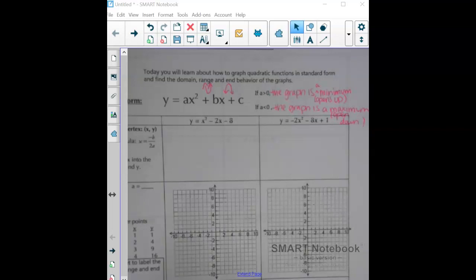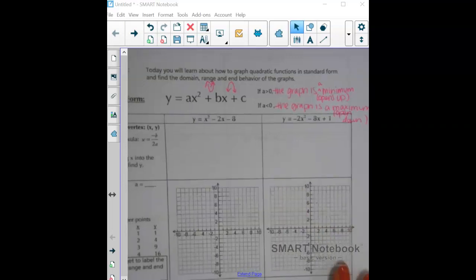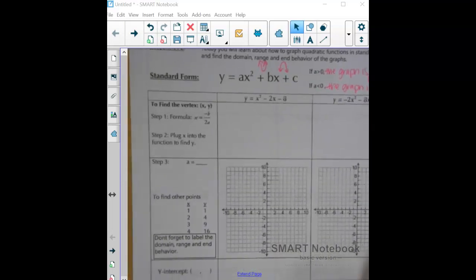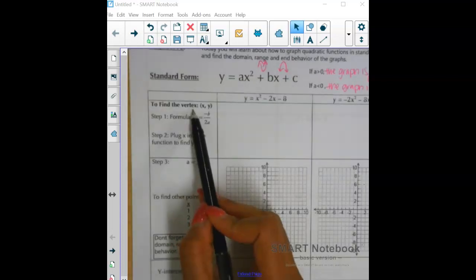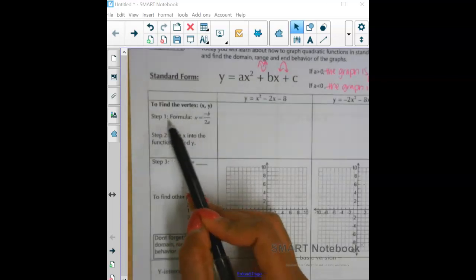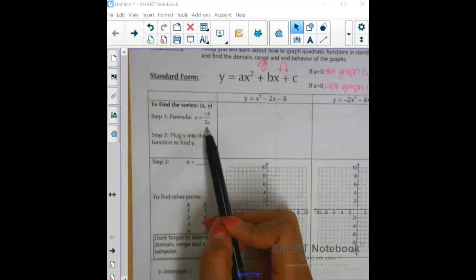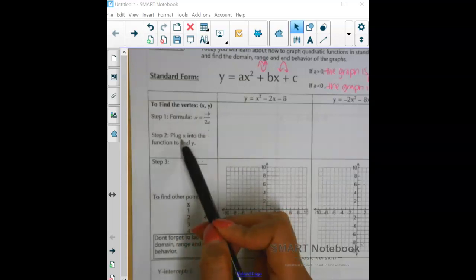So using the a value information that we already hopefully remember from Algebra 1, we're going to review the different steps on how to graph it by hand, and then we're actually going to graph it by hand. So on this first page, I'm just going to graph the first equation over here in the middle. So I'm just going to move that to the side. And we're going to look at some steps. All of the items on the left are your steps. So to find your vertex, which is extremely important in finding a parabola, is going to be finding your x equals negative b over 2a formula, and then plugging in your x value into your function to find y.